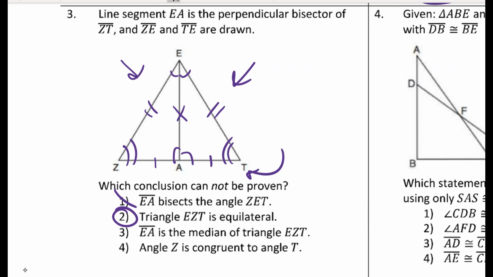Now for EA to be the median of the triangle, that would mean that it cuts the base into two congruent parts, which is exactly what it does. So EA does have to be a median. And number 4 says that angle Z is congruent to angle T, and again by CPCTC those have to be true.